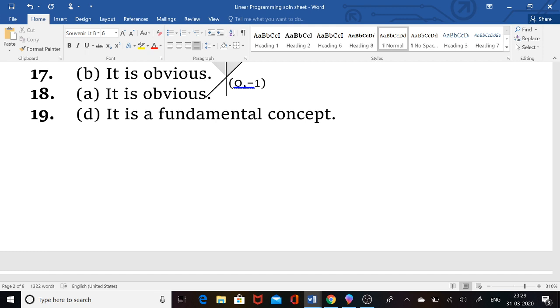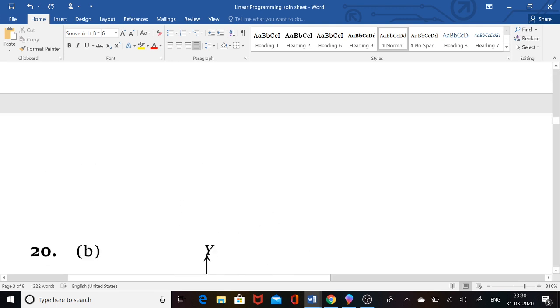The 19th is again a fundamental concept, because the value of the objective function is maximum under linear constraints. It will be maximum only when the vertex is at maximum distance from the origin, and how far the point is from your origin, that is 0 0, it depends on that. So your objective function will be maximum only under that constraint. For the 20th, come to the 20th one.